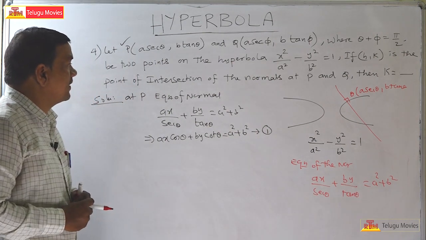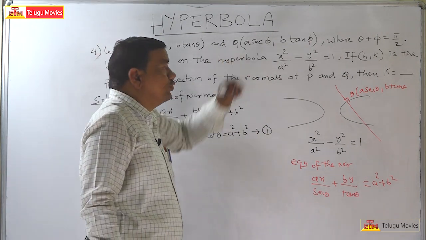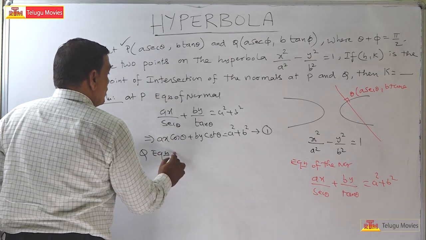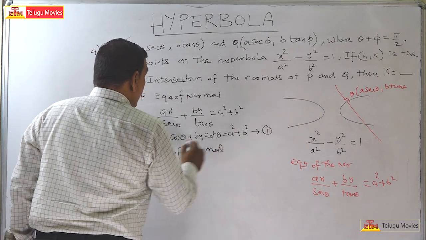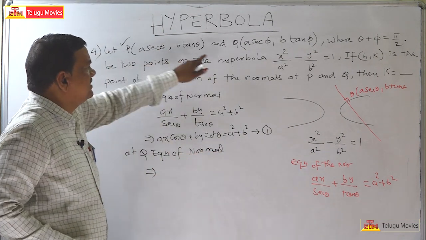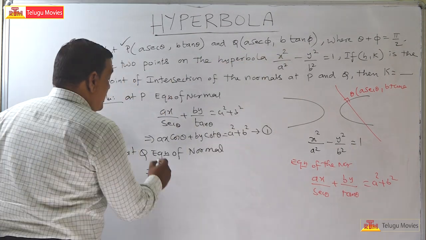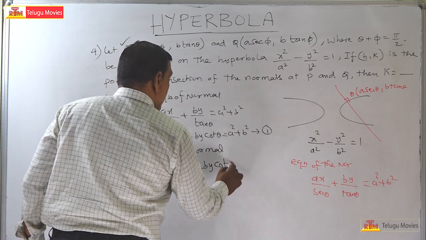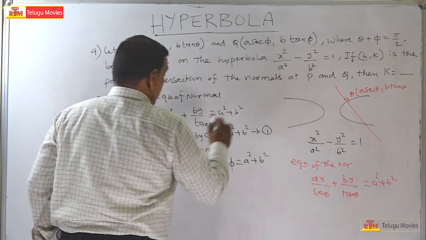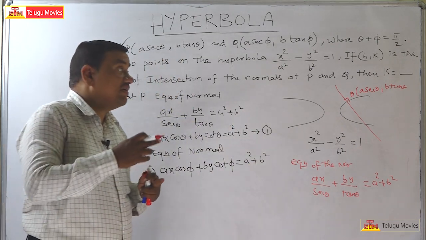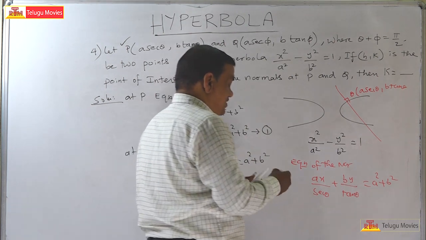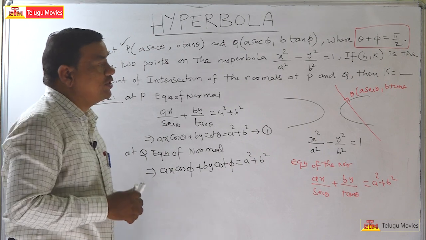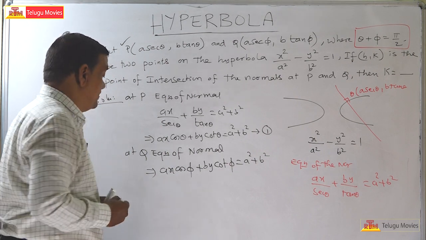Second one, at Q, what is the equation of normal? Same. See here theta is there, here phi is there. So we can write it as ax cos phi plus by cot phi is equal to a square plus b square. But observe there is a relation given between theta and phi. The relation is this: theta plus phi is equal to pi by 2. Therefore phi is equal to pi by 2 minus theta.